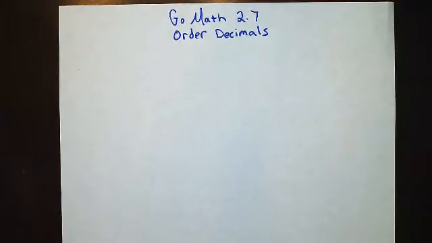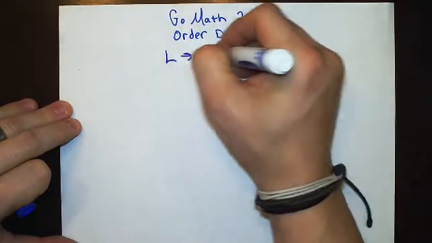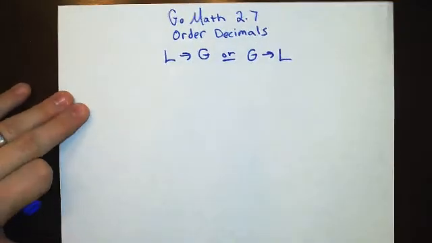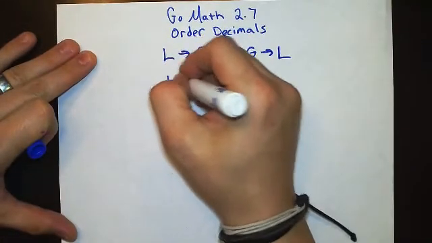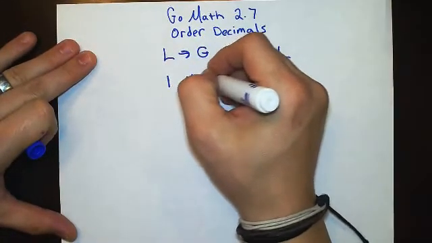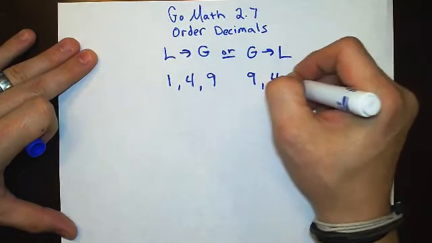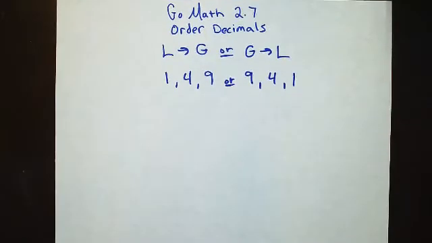All right, welcome back. We are now on lesson 2.7, Go Math Book, ordering decimals. Ordering simply means we're going to put them from least to greatest, or we're going to put them from greatest to least. So going back, that's basically saying 1 is less than 4, which is less than 9, or 9 to 4 to 1. The only difference is we're going to use decimals now.